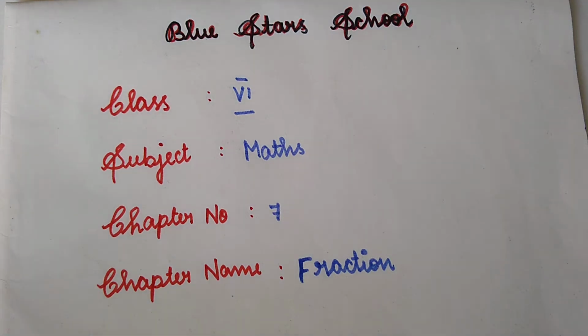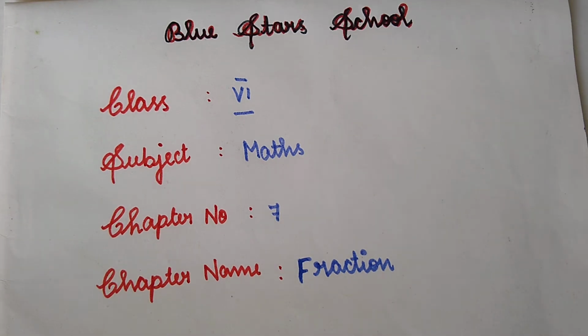Today we are going to see the 7th chapter in the 6th Maths NCERT book. Okay, the chapter name is Fractions. In the last video we saw the 6th chapter, Integers.